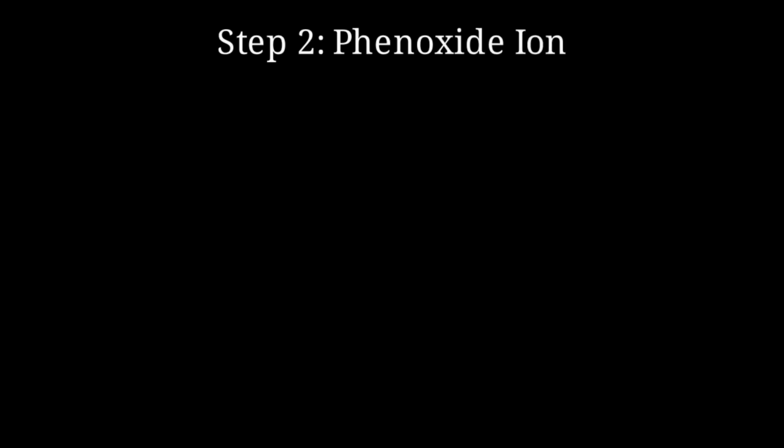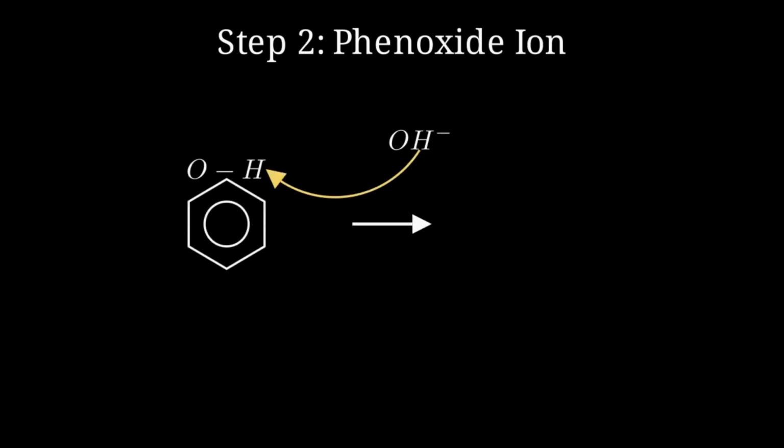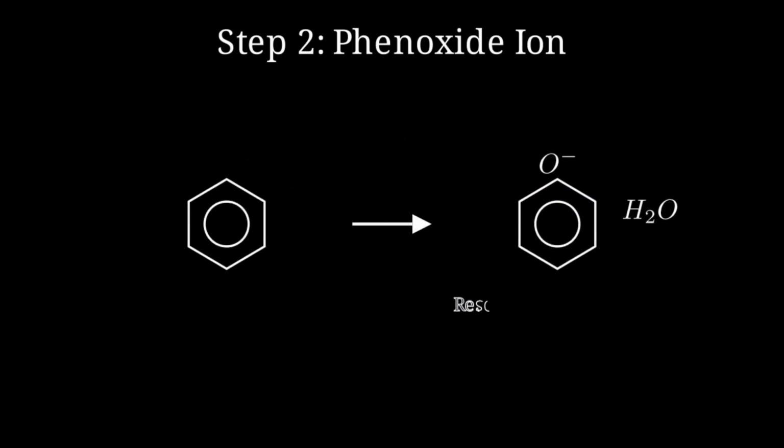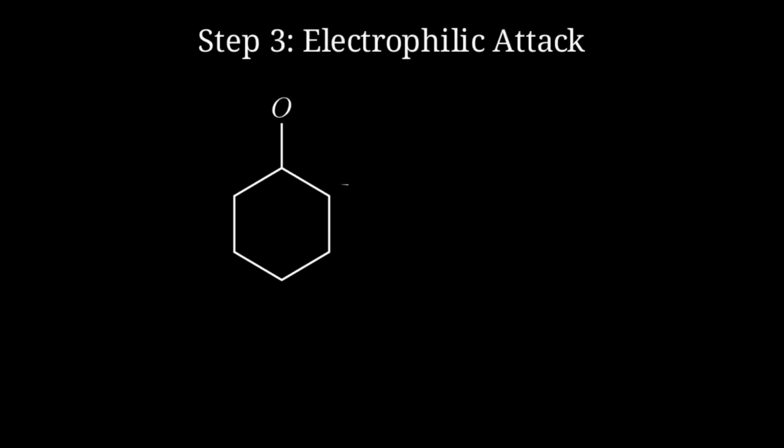Simultaneously, the base deprotonates phenol to form the phenoxide ion. This ion is much more reactive than neutral phenol because the negative charge on oxygen is delocalized into the benzene ring, increasing the electron density at the ortho and para positions. The nucleophilic ortho carbon of the phenoxide ion attacks the electrophilic dichlorocarbene.